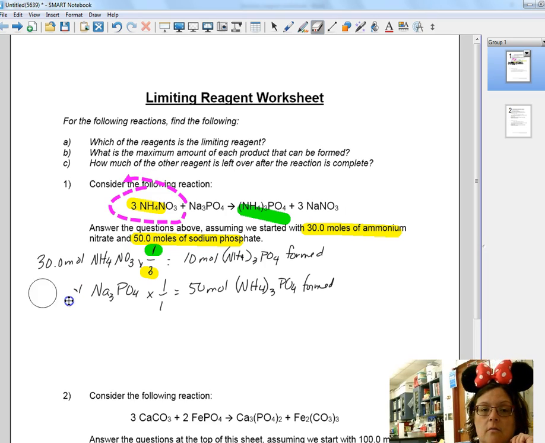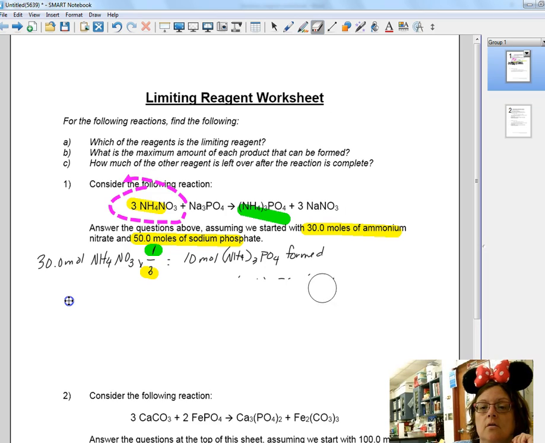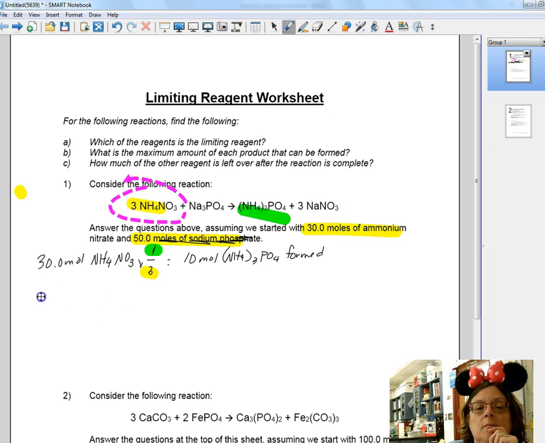Maybe. You don't have to erase it. You can if you want to, though. Now I'm also going to cross out this guy for right now. So now I'm going to take 30 moles of my limiting.